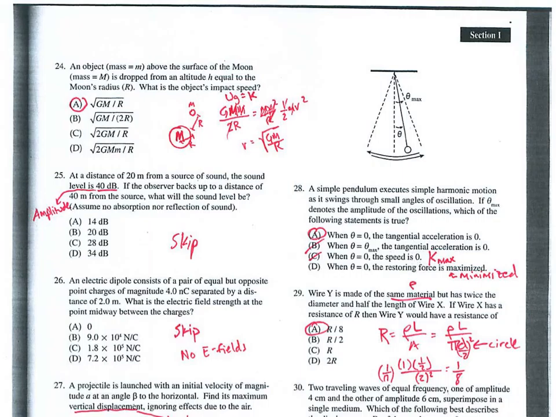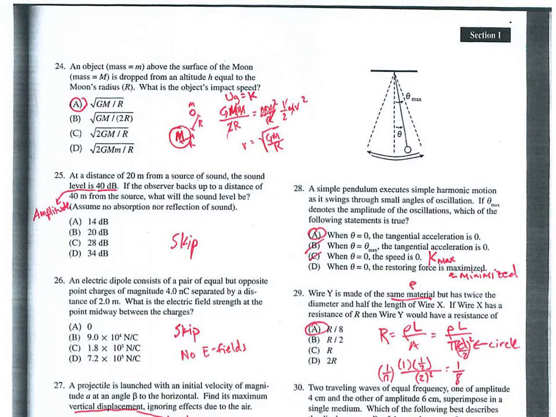Number 24 is a conservation of energy problem. Now, when do we decide whether we use MGH or GMm over R for potential energy? The answer is that you have to decide whether the height you're dealing with is even comparable to the radius of the Earth. Because the height is equal to the moon's radius, that means it's a pretty large height, so we're going to have to use GMm over R.